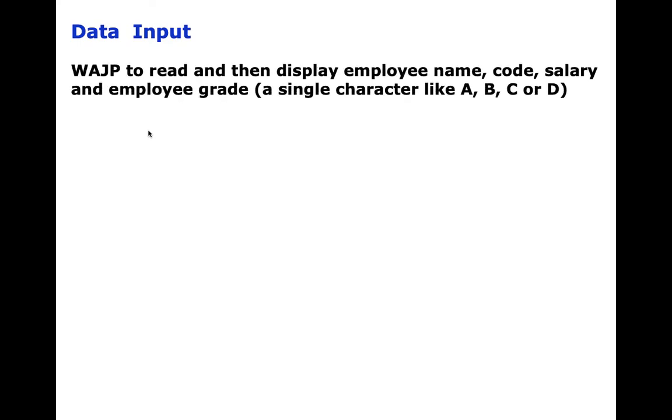This question says WAJP, which means write a Java program to read and then display employee name, code, salary and employee grade, where employee grade will be a single character like A, B, C or D. So basically in this program we are going to assume there is an employee and we are going to read his name, his employee code, his salary and his grade. So let's start with the program.